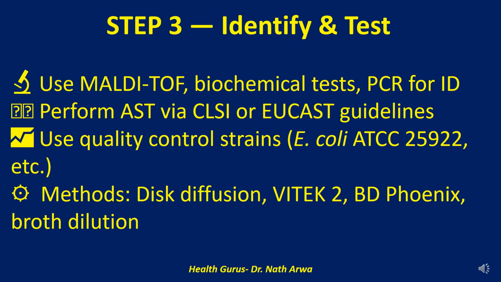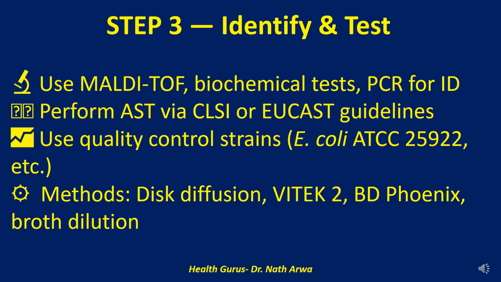Choose the platform that fits your lab setup. Number 1. Disk diffusion for low-resource or manual workflows. Number 2. Vitek 2, BD Phoenix, or Microscan for automation. Or, number 3. Broth microdilution, the gold standard for precision. What matters most is that you follow the correct protocol, use updated breakpoints, and test the right antibiotics for each organism.